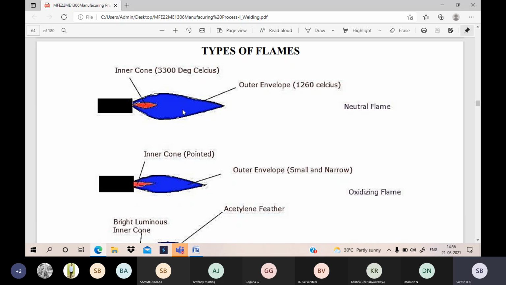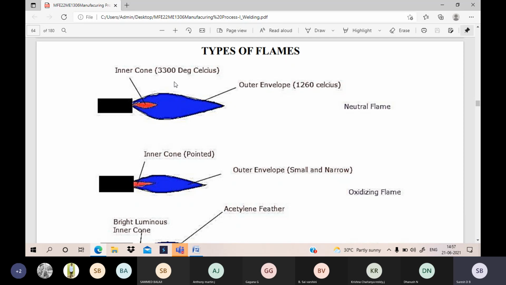See here, compared to this outer envelope, this one also has an outer envelope. See here, a small and narrow shape is present at the end of the outer envelope compared to this one. These dimensions are very small. Exactly here, the maximum dimensions are present compared to the oxidizing flame.